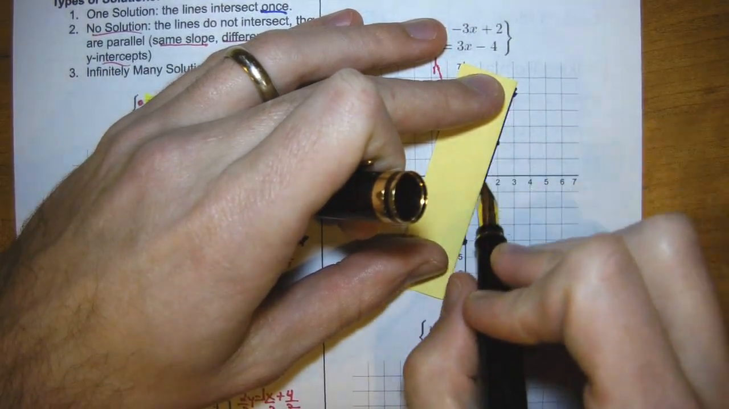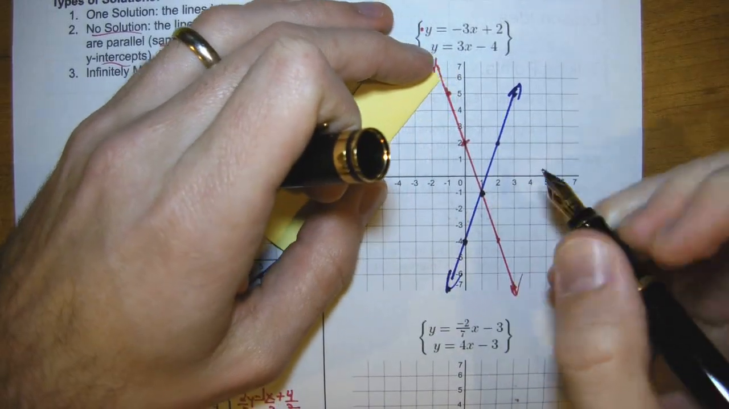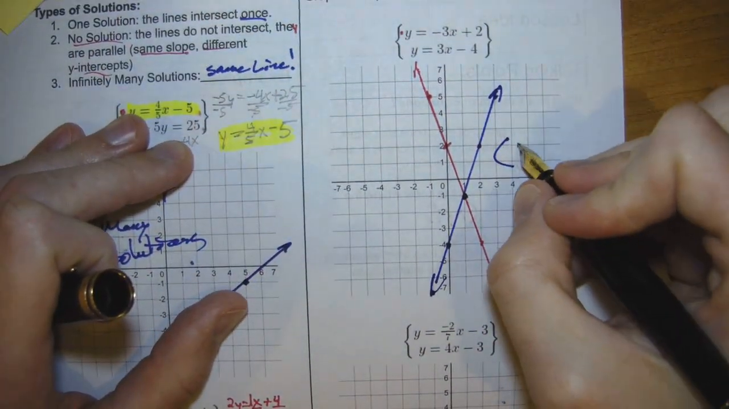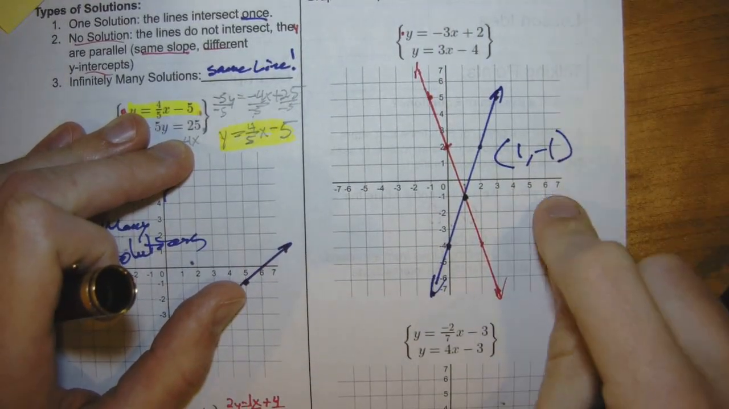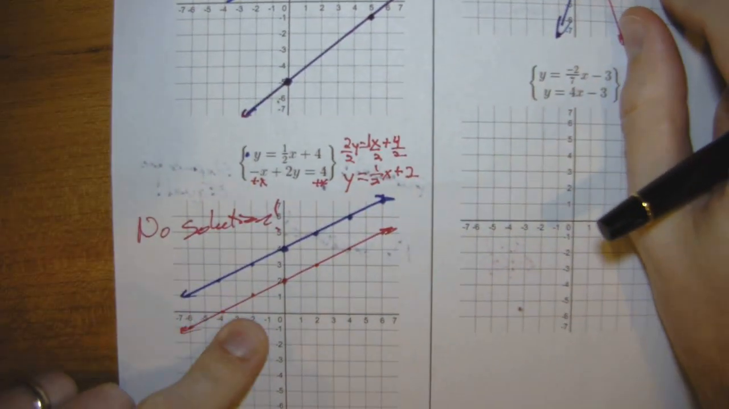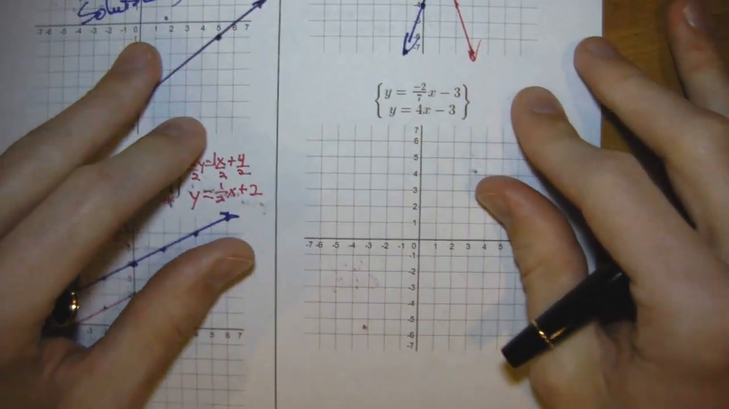By graphing it, we can see very clearly that our lines are going to hit right here at the point 1, negative 1. So that's what we'll write as our solution: 1, negative 1. Okay, so one solution scenario, infinitely many solution scenario, and then, of course, a no solution scenario. So that way you can see all of them. Let's try one more. Take a look.